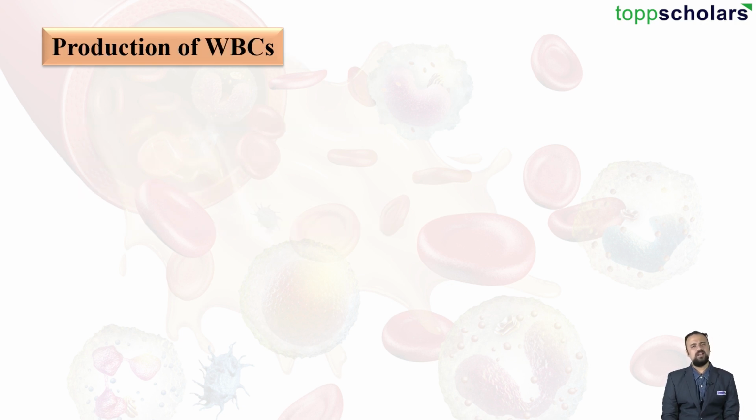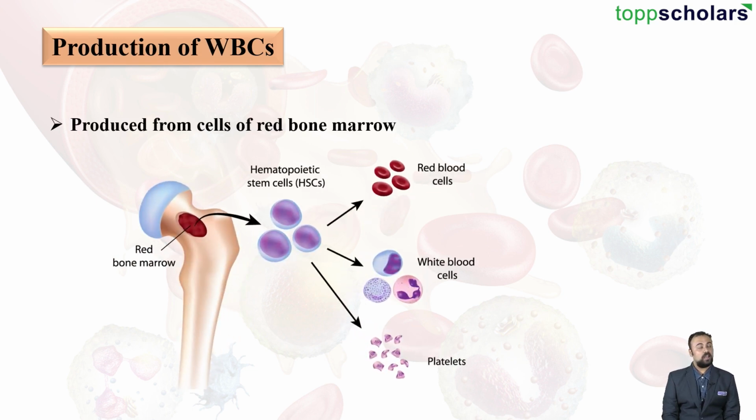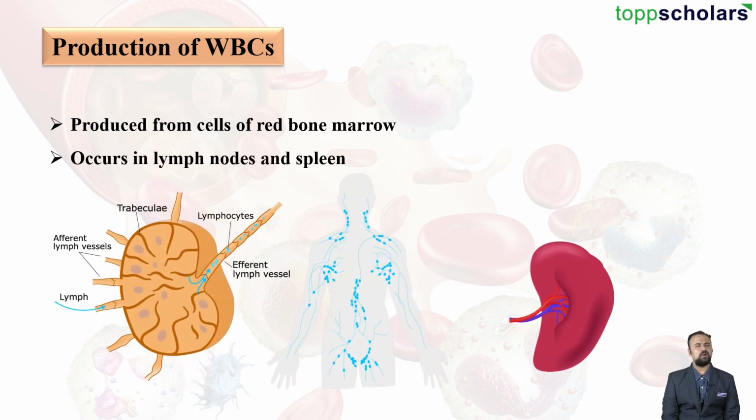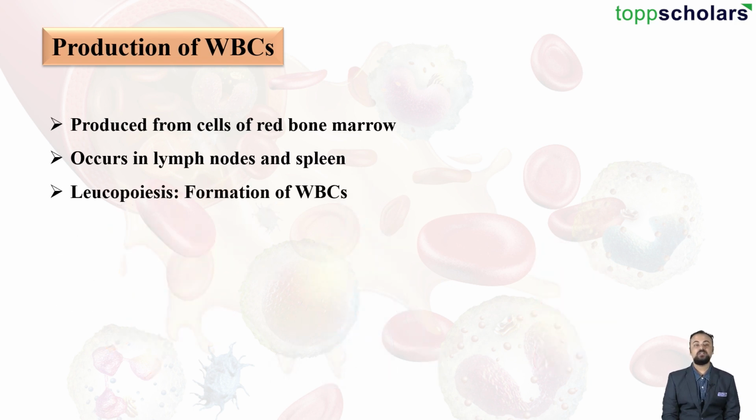Moving on students, let us now talk about the production of white blood cells. This production is occurring in the cells of the red bone marrow. Other than this, it also occurs in some of the lymphatic organs like lymph nodes, spleen, thymus, etc. This production of WBCs is termed leucopoiesis, that is the formation of white blood cells.